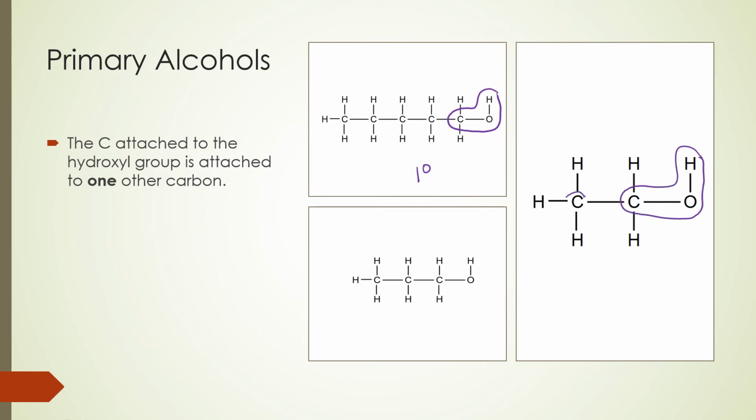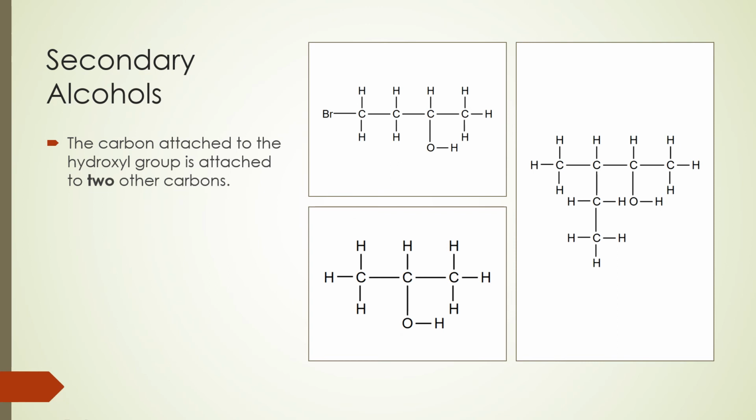1 other carbon, so it's a primary alcohol. 1 other carbon, so it's a primary alcohol. This one here is the carbon. How many other carbons is this carbon attached to? 1, 2, so it's a secondary alcohol. Find the alcohol group. How many other carbons is this attached to? 1, 2, so it's a secondary alcohol.